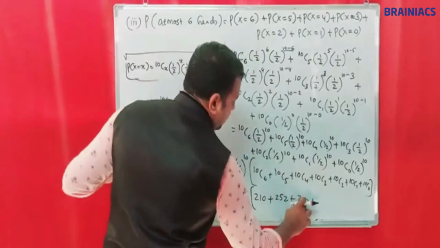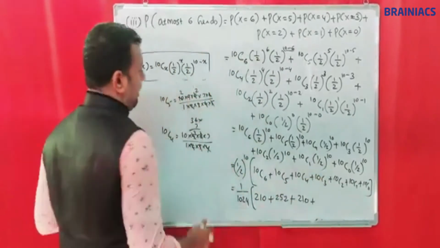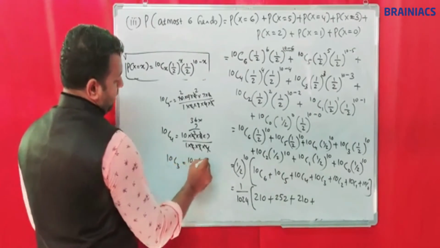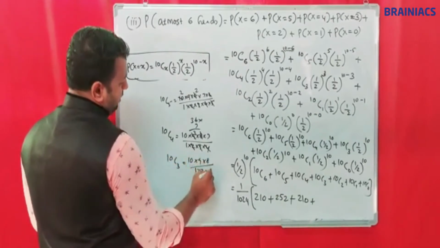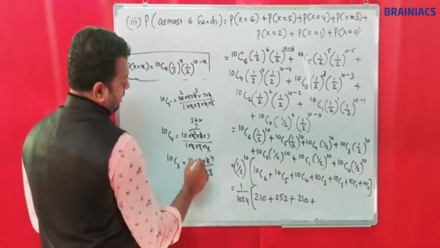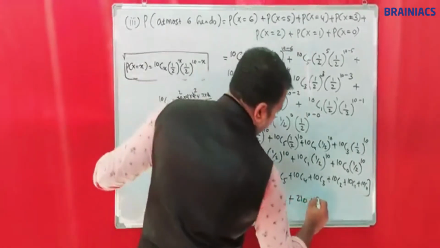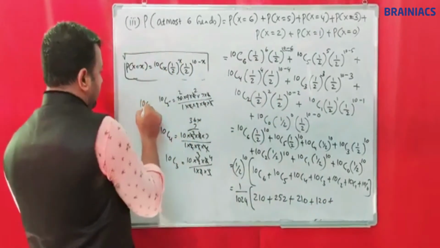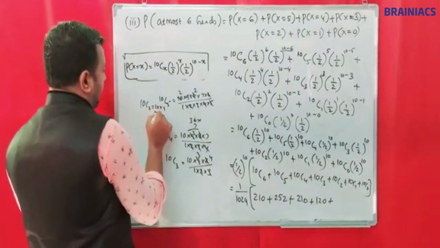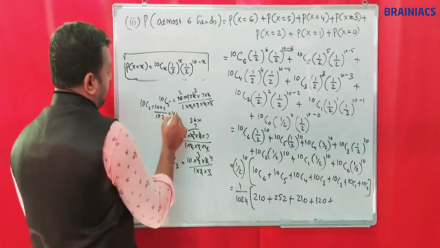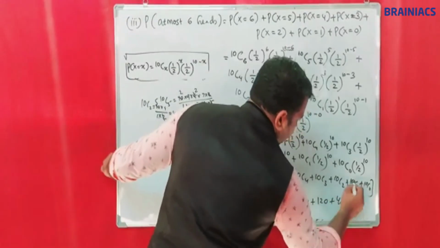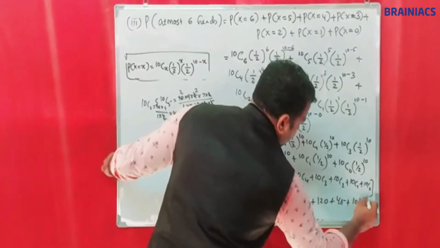And 10C3 becomes 10 into 9 into 8 by 1 into 2 into 3, 2, 4, 3. Answer is 120. 10C2 becomes 10 into 9 by 1 into 2, answer is 45. 10C1 becomes 10 and 10C0 becomes 1.